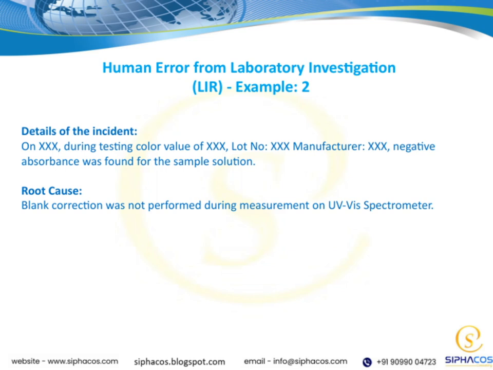Now, negative absorbance is unusual because, in theory, absorbance should be 0 or positive. Negative values often indicate an issue or error in the measurement. The root cause of this problem was identified as a failure to perform blank correction during the measurement on the UV-Vis spectrometer. Blank correction is a crucial step because it helps account for any background signal or interference. Without it, the readings can be misleading, as was the case here.